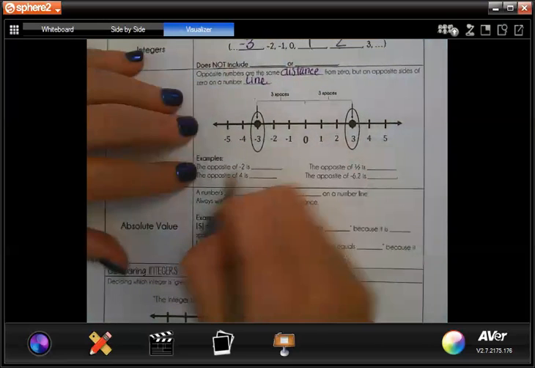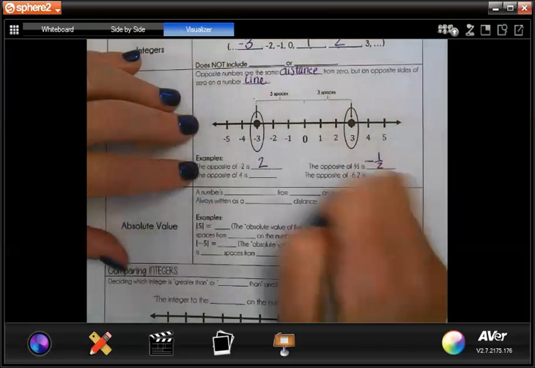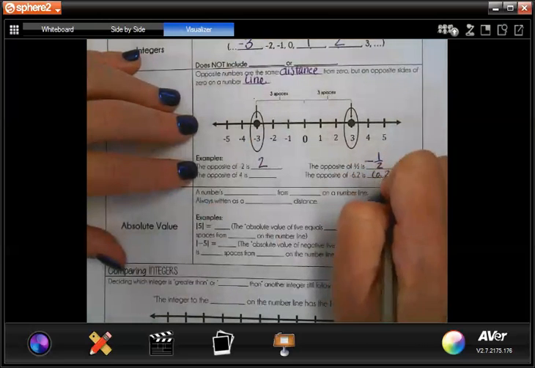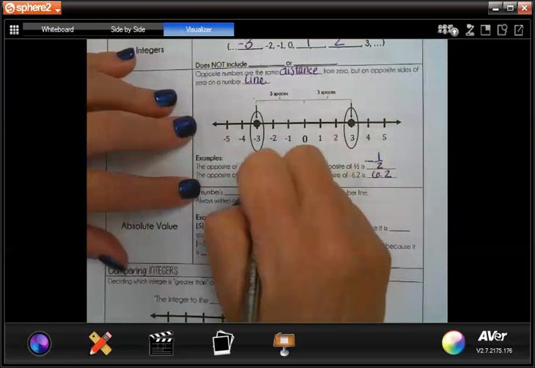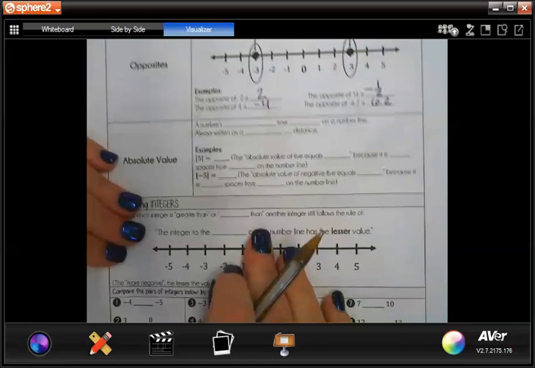So the opposite of -2 is 2. The opposite of 1/2 is -1/2. The opposite of 6.2 is -6.2. The opposite of 4 is -4. Okay. All right. Now we move into the absolute value.